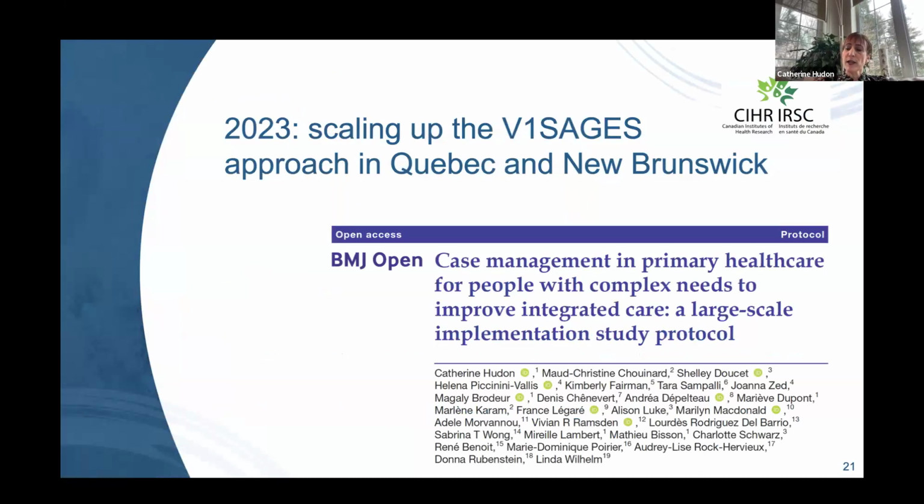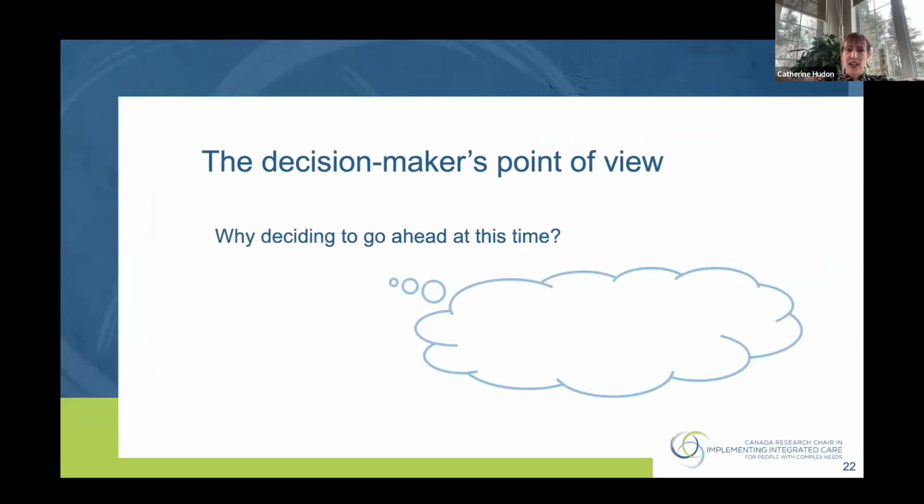Following the pilot project, the Quebec Ministry of Health and Social Services decided to scale it up across the whole province. At the same time, the CIHR launched their call for projects transforming health with integrated care. In 2023, we obtained funding to evaluate the scaling up of the Visage approach in Quebec and New Brunswick with Shelley Doucet's team. I saw that a few members of her team were on a call today. So I would now ask Philippe to explain what convinced the Ministry of Health to proceed with the scaling up. So Philippe, à toi la parole.